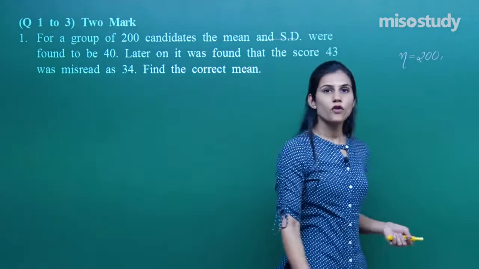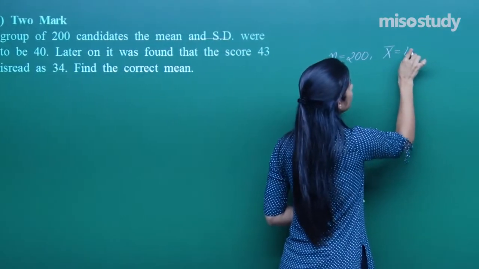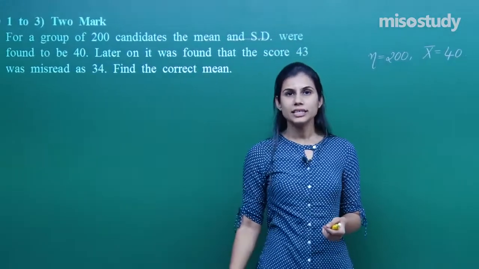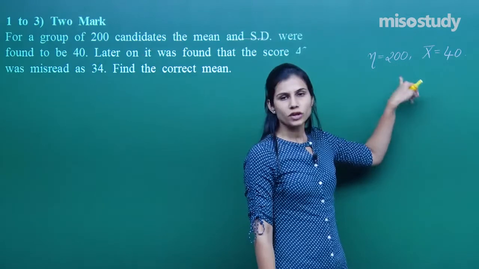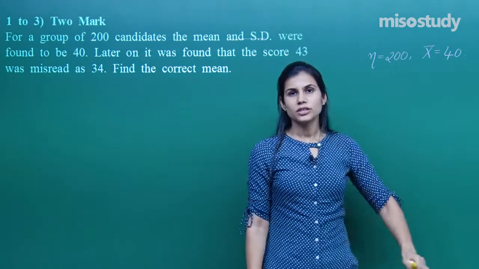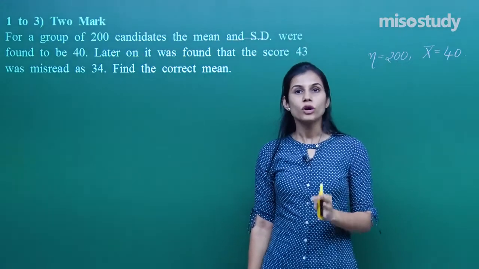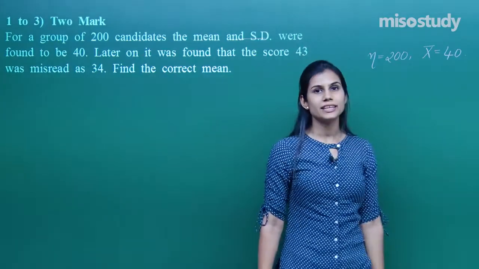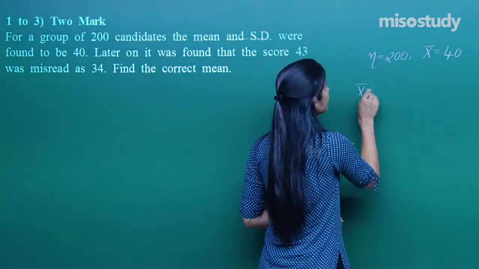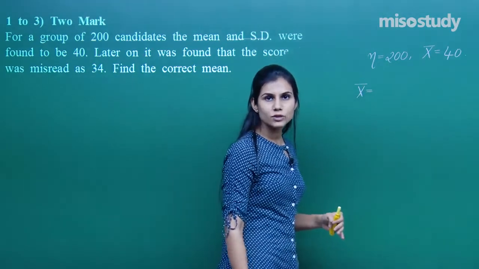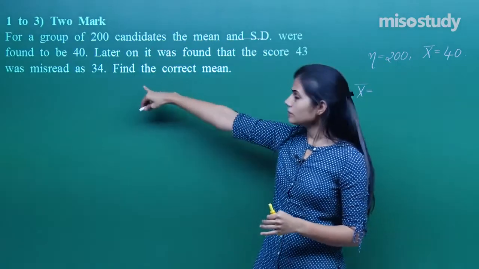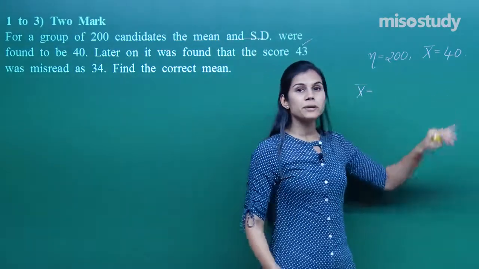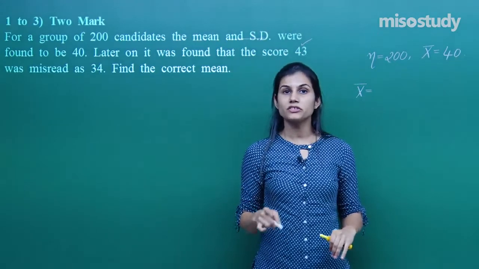The mean is 40. Mean right now is 40. Fine. It was found that the score 43 was misread as 34. One of the scores was 43, which was misread as 34. So, there are 200 scores basically. Out of that, one score was 43, which was misread as 34, and with that 34 as one of the observations, the mean calculated was 40. So, we know this is the wrong mean. This is the mean which is evaluated when one of the observations was kept as 34 rather than 43. Correct is 43, it was misread as 34. So, 40 is the mean which is evaluated when one of the observations out of the 200 observations is 34.